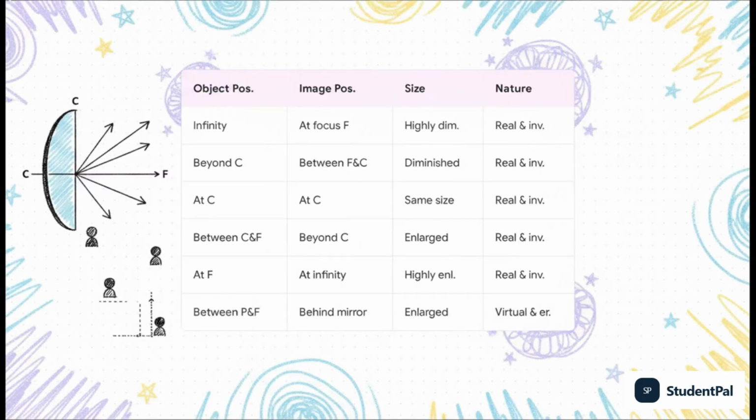Let's look at how this all comes together for a concave mirror. There is a beautiful, predictable pattern here. Imagine moving an object closer and closer to the mirror. Starting from way out at infinity, the image is tiny, highly diminished, and real. As you step closer to C, the image grows. When you are exactly at C, the image is the exact same size as the object. Keep moving closer, and the image gets enlarged. But, and here is the real magic trick, when you push that object extremely close, right between the pole and the focus, suddenly the image flips. It becomes enlarged, virtual, and erect, forming completely behind the mirror.